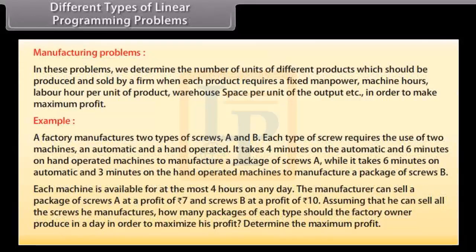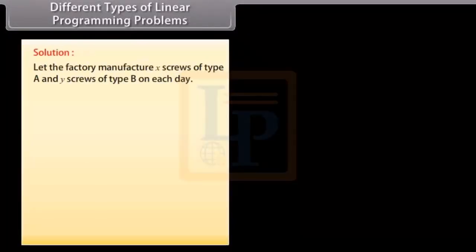The manufacturer can sell a package of screws A at a profit of rupees 7 and screws B at a profit of rupees 10. Assuming that he can sell all the screws he manufactures, how many packages of each type should the factory owner produce in a day in order to maximize his profit? Determine the maximum profit. Solution. Let the factory manufacture x screws of type A and y screws of type B on each day. Therefore, x ≥ 0 and y ≥ 0.